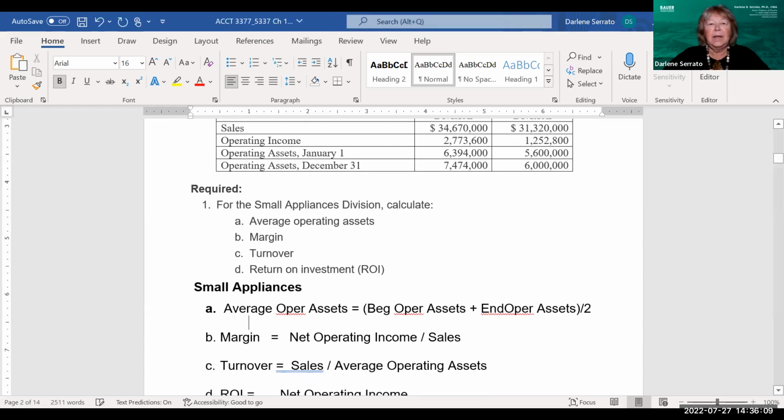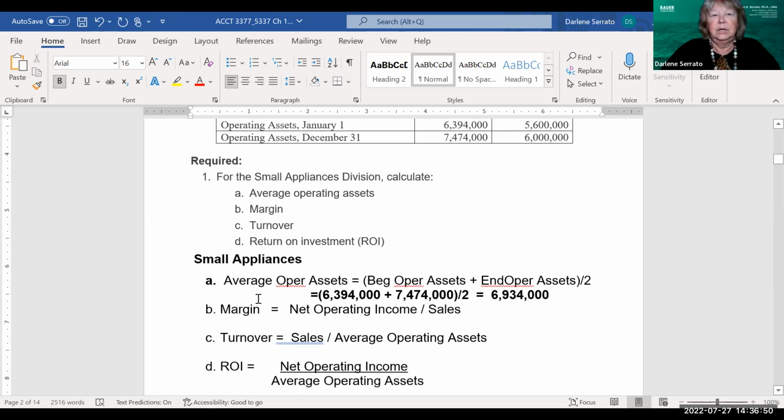So operating assets, the average is beginning, and beginning is 6,394,000 plus ending of 7,474,000. We're dividing that by 2. And that's going to give us 6,934,000.